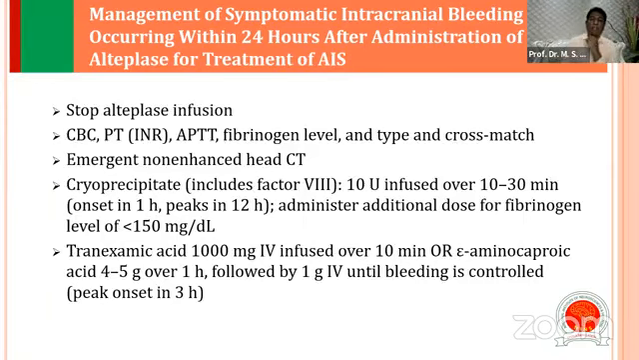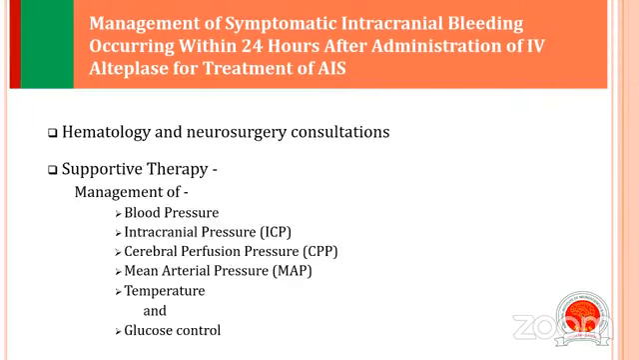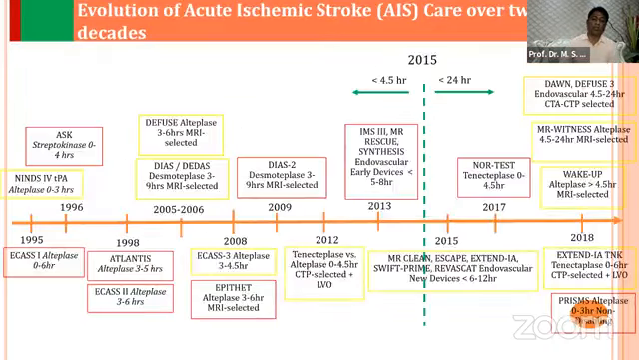Management of symptomatic intracranial bleeding occurring within 24 hours after IV alteplase: first of all, stop the alteplase infusion. Then we send the blood for CBC, PT, PTT, fibrinogen level, and type and cross-matching, and then do an emergency non-contrast CT scan. We give cryoprecipitate 10 units, and after that tranexamic acid 1,000 milligram IV infused over 10 minutes. Then we consult the hematologist and neurosurgery, with supportive therapy: management of blood pressure, intracranial pressure, cerebral perfusion pressure, temperature, and glucose control.